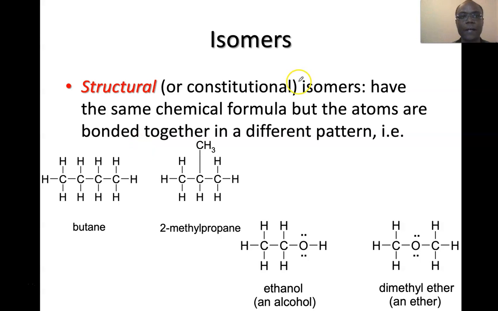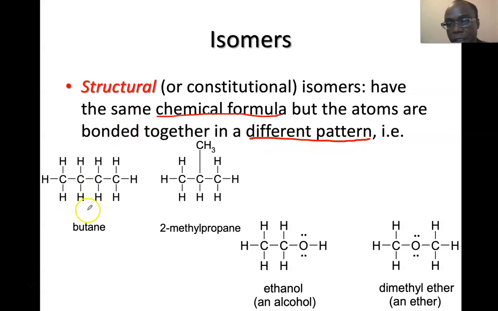Now that you know how to draw line structures in the simplest manner possible, the line angle structures, let's talk about isomers and acids and bases. So let's first cover isomers before we talk about acids and bases. Isomers have the same chemical formula, but they have a different pattern in their structural arrangement of groups of atoms and/or atoms.